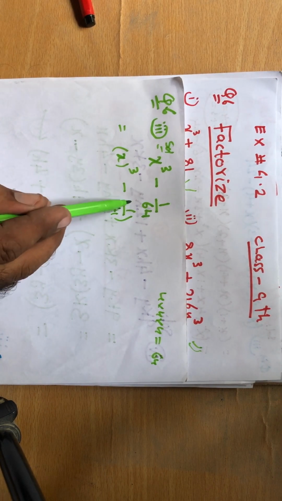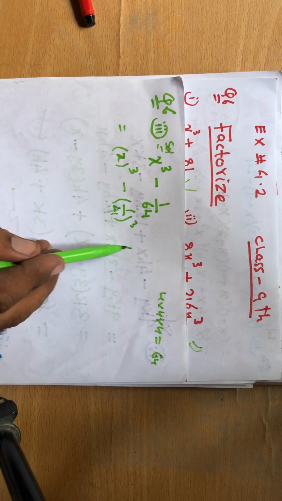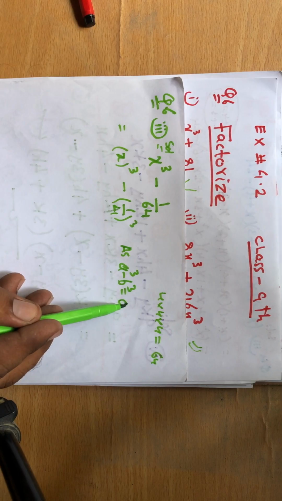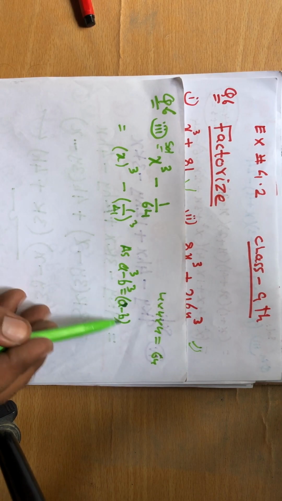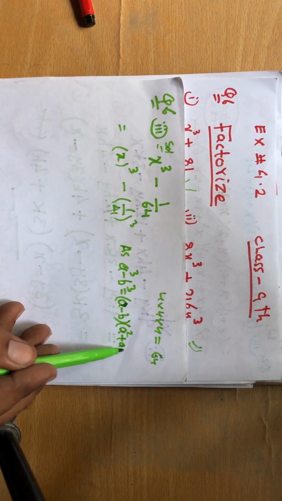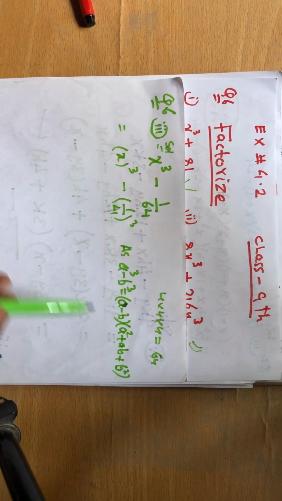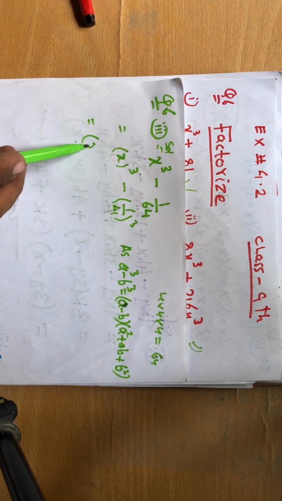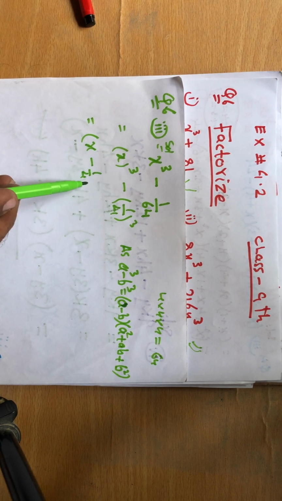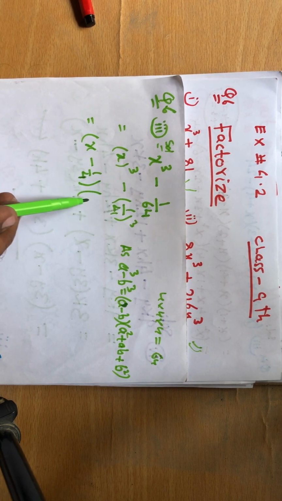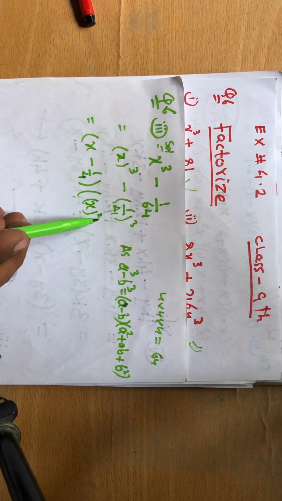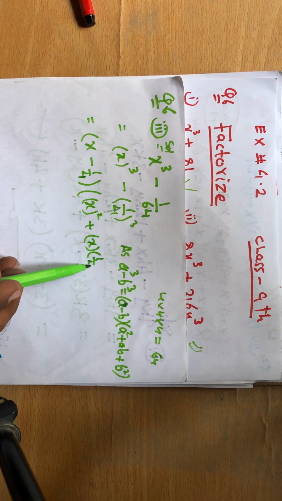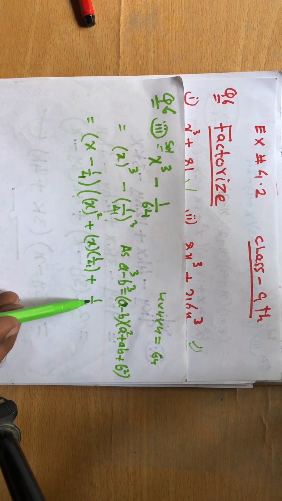We convert it into a cube minus b cube, with 1 over 4 power 3. We know that a cube minus b cube is equal to a minus b into a square plus ab plus b square. So the same way we are going to open this formula. According to this formula, the question is going to be written further. Our a is x and b is 1 over 4. So we write x minus 1 over 4 into a square, it means x square, plus ab, it means x into 1 over 4, plus b square, it means 1 over 4 square.